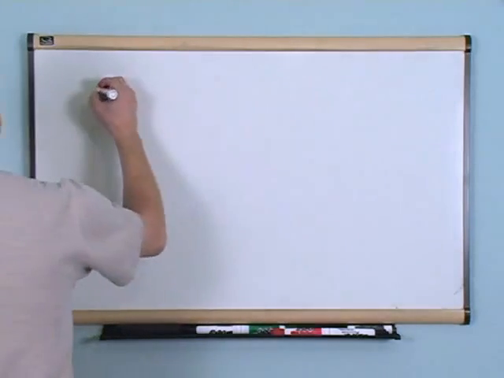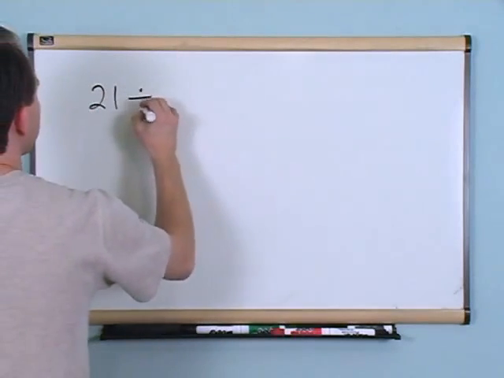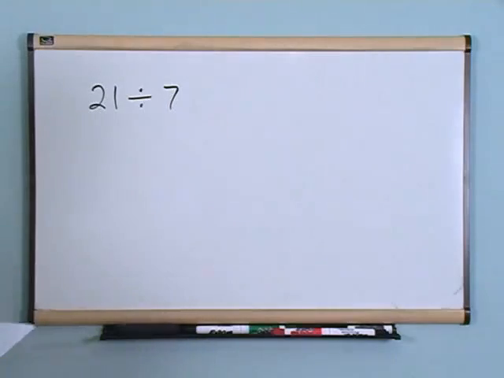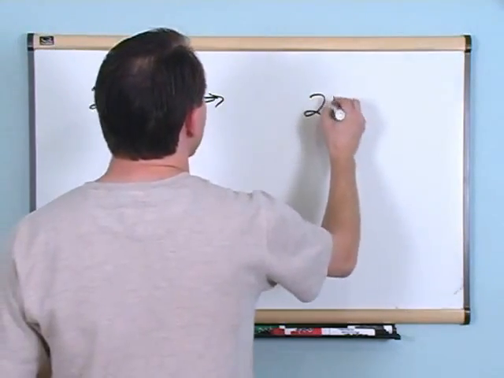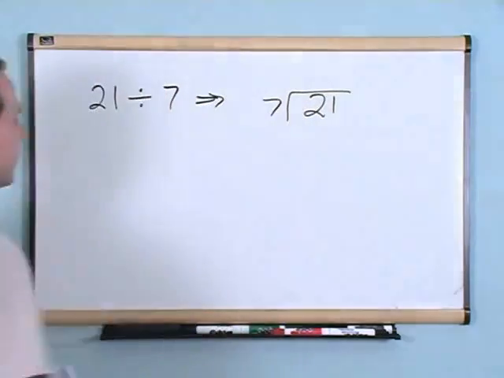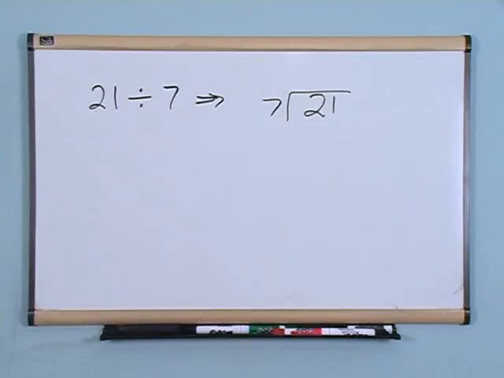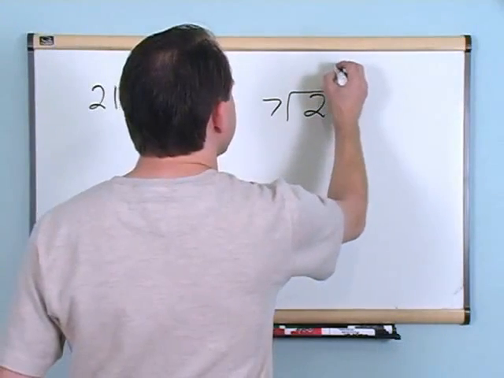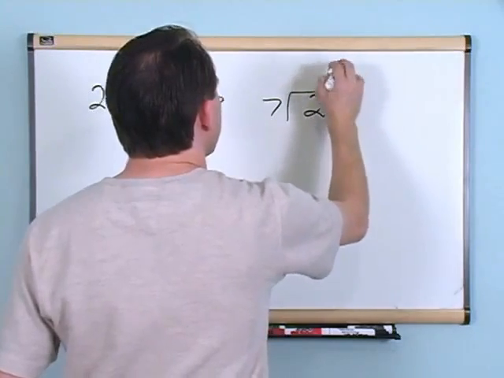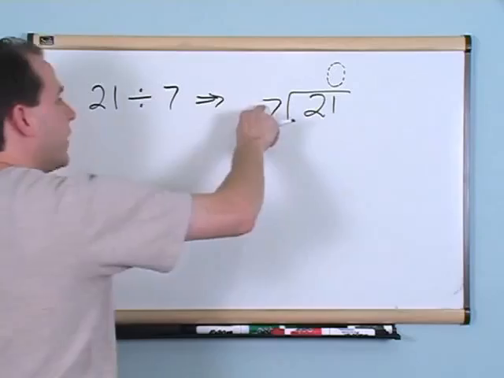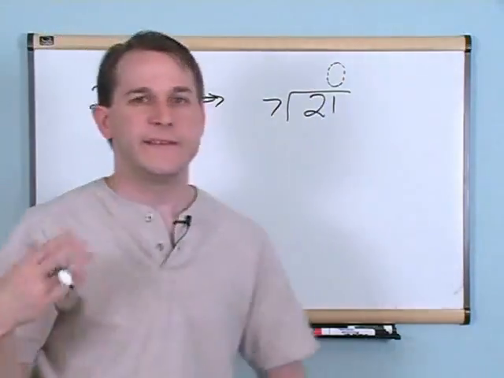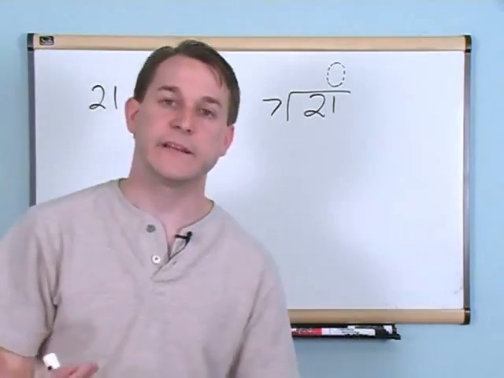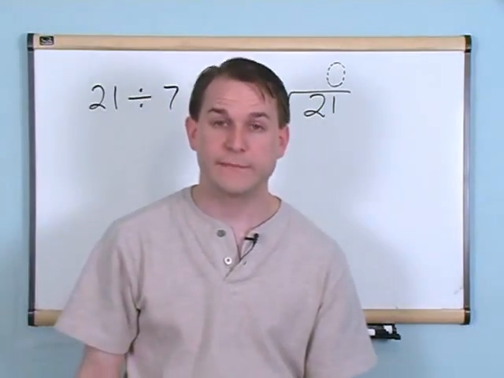Let's say you have 21 and you divide by 7. First thing you do is you write that as 21 underneath the house and 7 on the outside of the house. So what we're trying to do is divide 7 into 21 and we're going to put a number over here, and I'm trying to find out 7 times what number is going to give me 21. 7 times what number is going to give me 21? So let's go to our times tables.